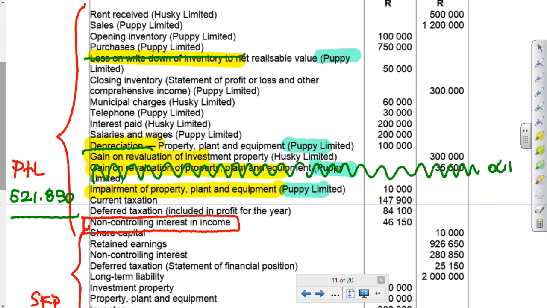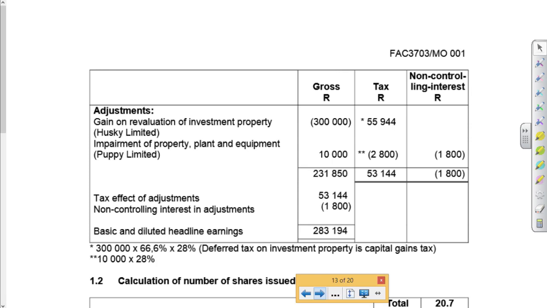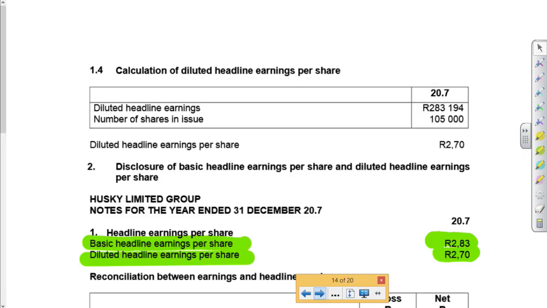So depreciation and inventory write-downs are considered to be part of your normal business. It's not capital in nature. So then that only leaves two capital in nature adjustments: a reval of the property and an impairment. One of those is in Husky, one is in Puppy. You must do it after tax, after NCI in the net column. Okay. And then you should get this number once you're done. You did?